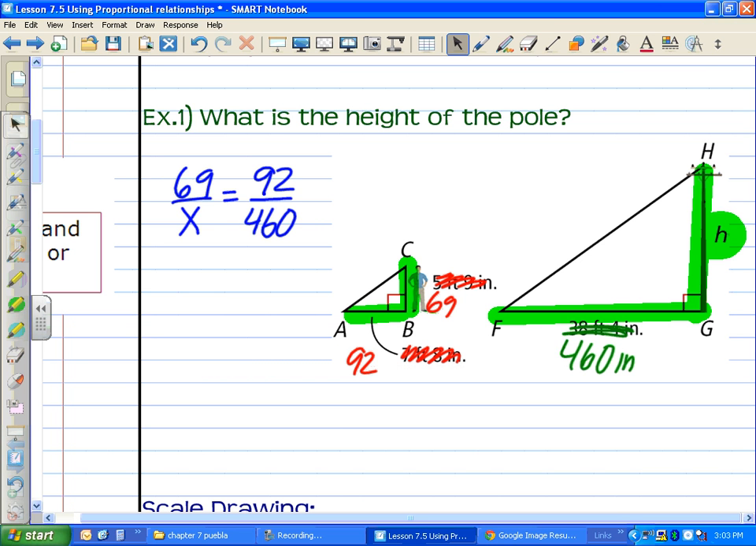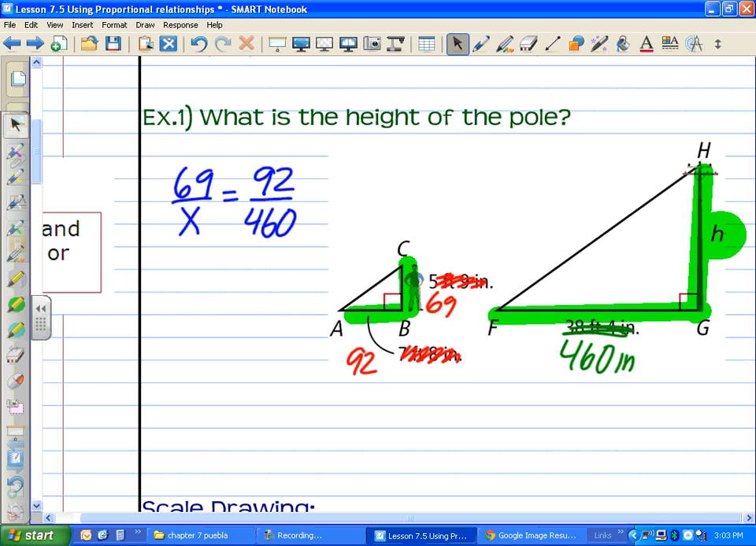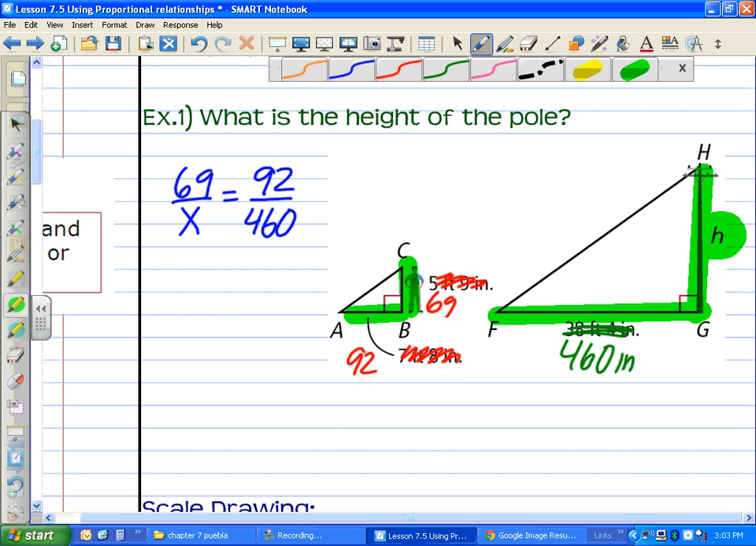Now, you could have done it the other way too. There's tons of ways to do this. You could have even done it this way: 69 over 92 is equal to something over 460. Let me actually write it right here just in case some of you want to try it this way. 69 over 92 is equal to something over 460. It'll give you the same answer, okay?